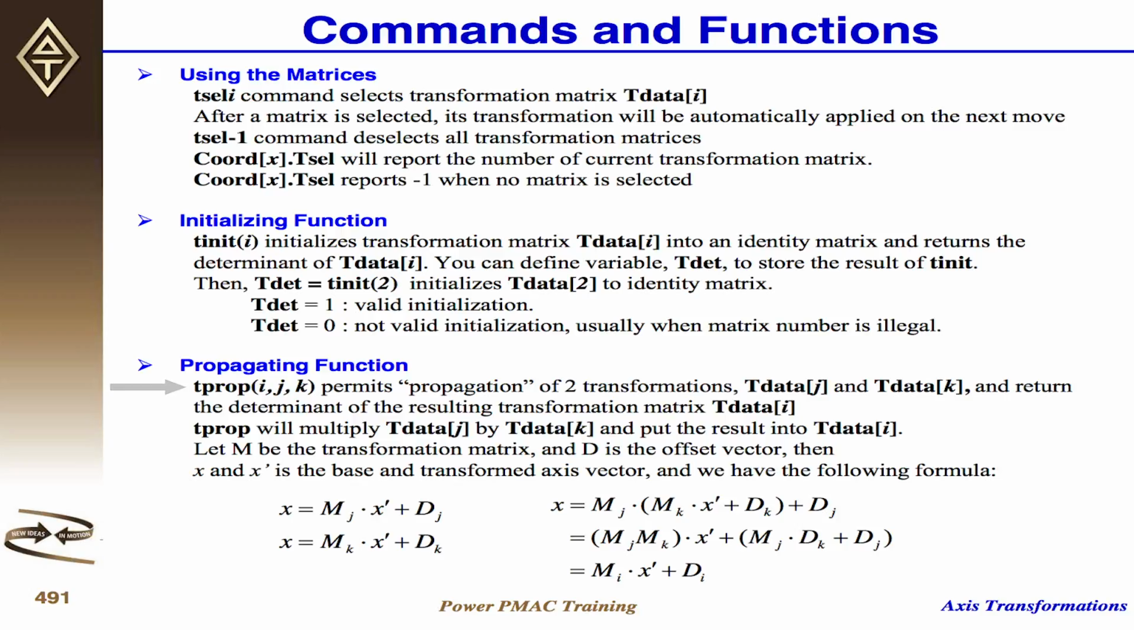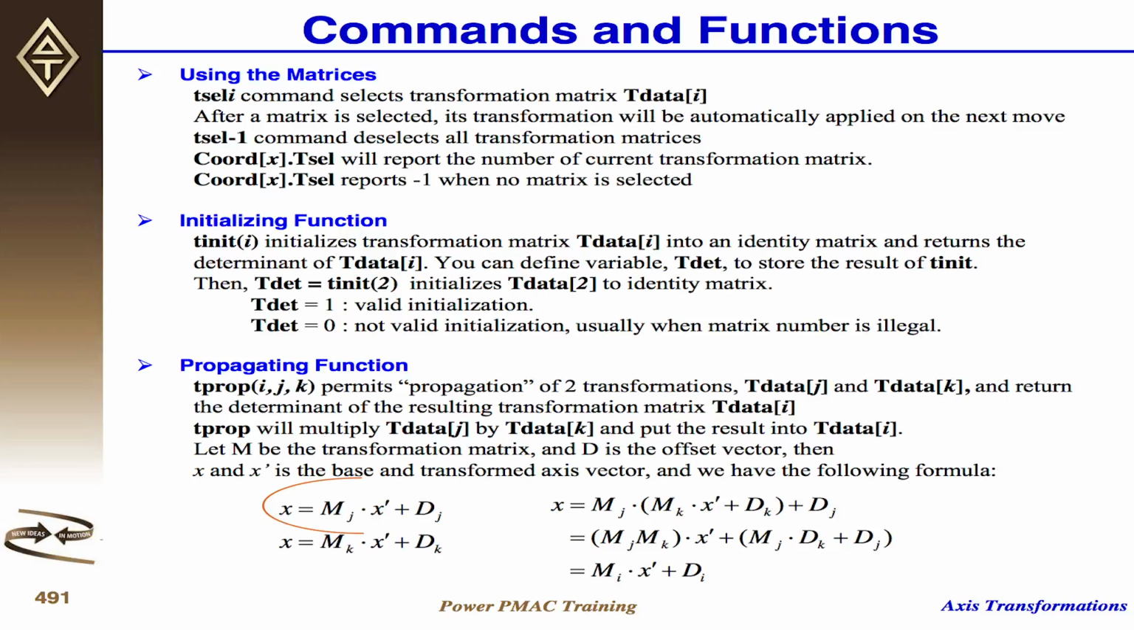Here this will multiply T data J by T data K, and then put the result in T data I. We usually do this trick, meaning if I put 1, 1, 2 in here, that means 1 will be multiplied by 2, and then the result will be coming back to 1. So you multiply 1 by 2, and then you put that back in. That's the trick that we usually do for the incremental rotation or offset.